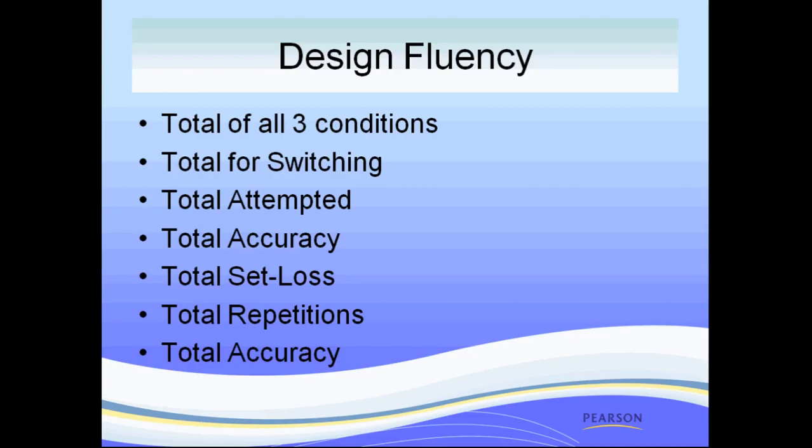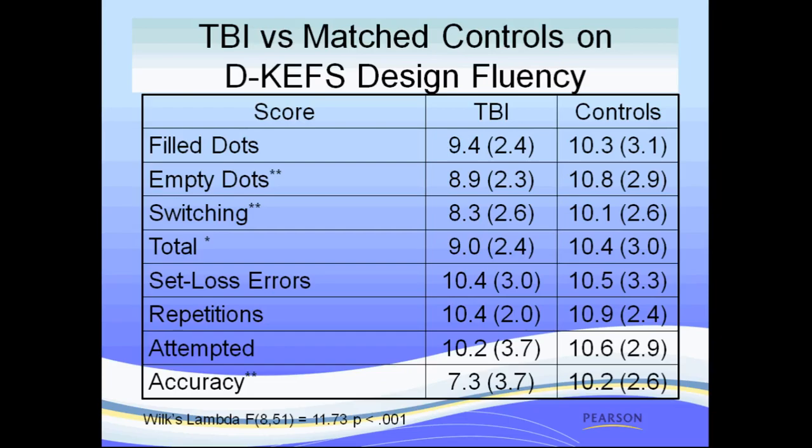Actually, in our results in our clinical sample, we see that there's a significant difference for the empty dots and a significant difference in the switching and the total. There were no specific differences in repetitions or attempted, but the overall accuracy was lower, which tells me that in the clinical group, they're just making a couple of errors in repetitions and a couple errors in set loss, and that's adding up in their total accuracy. They're trying really hard. They have good attempted scores, but they're not actualizing very well.